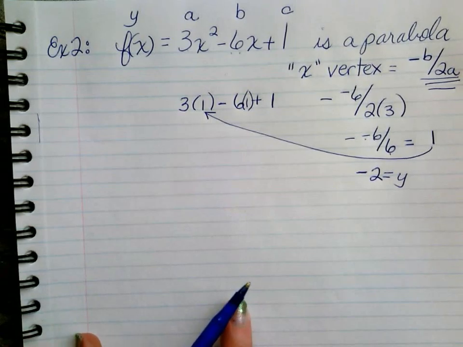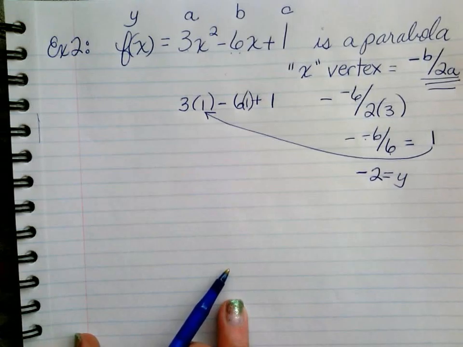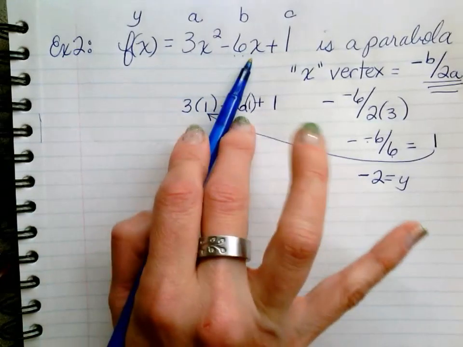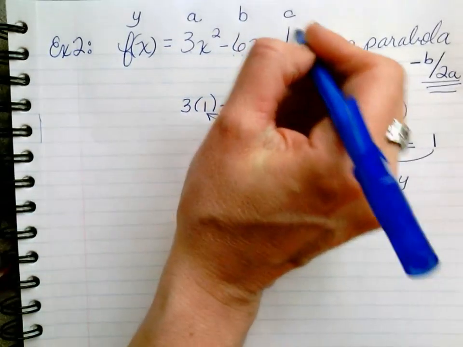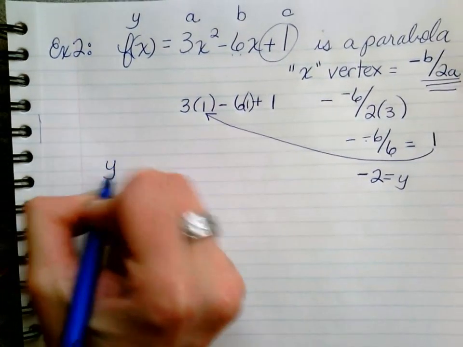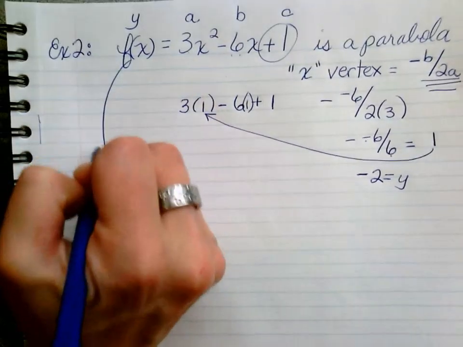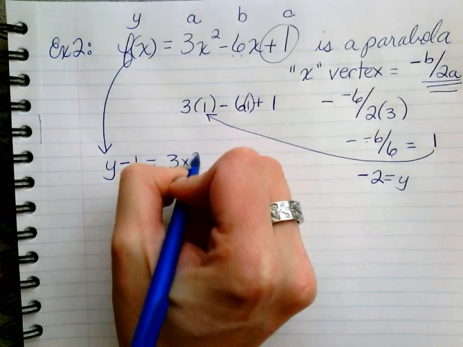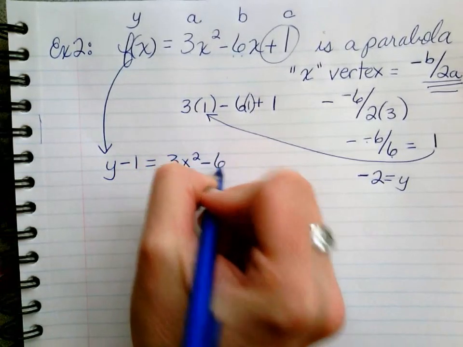Okay, this is on page 333. They want you to rewrite the equation in y minus k equals a times x minus h squared form. Okay? Show that this is a parabola. Okay, here we go. Here's what you start with. The first thing we're going to do is subtract that. So now it's y minus 1, I change that to a y, equals 3x squared minus 6x.